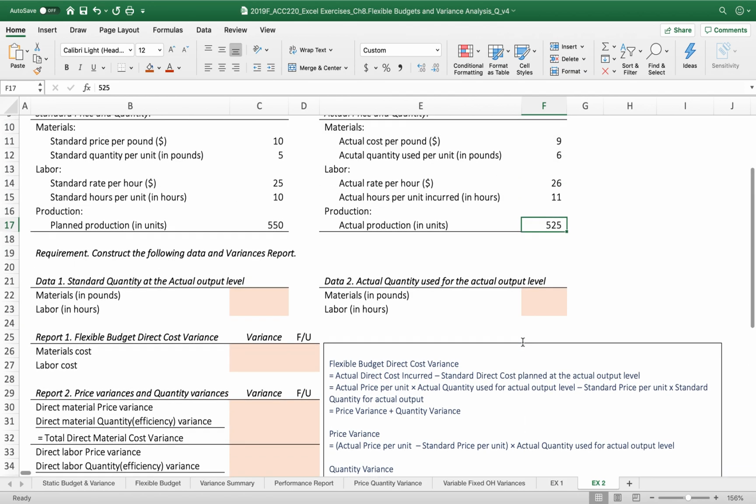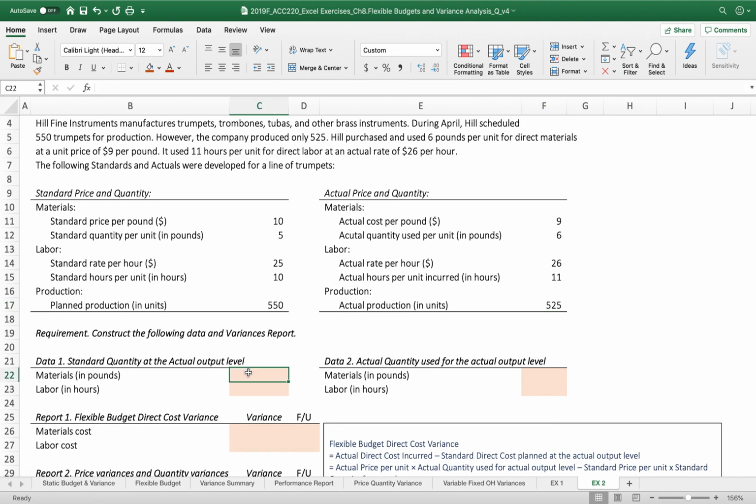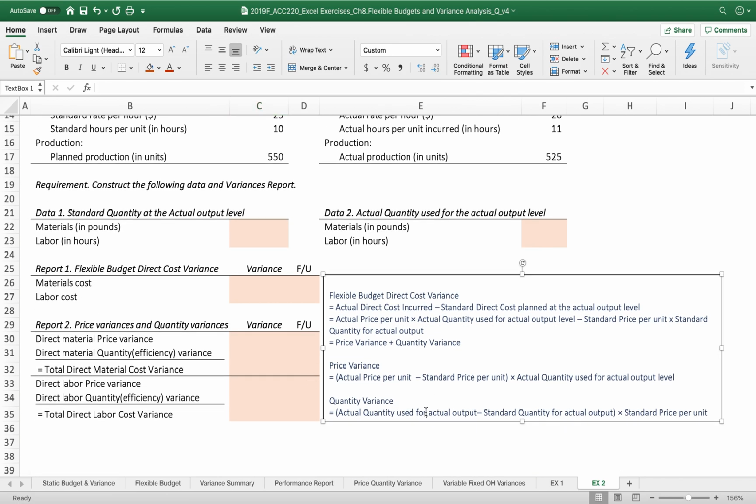Okay, keeping that in mind, let's start the calculation. We don't have the standard quantity at the actual output level; we are only given the price and the per unit hours, that's it. But we want to know the actual output level. At the actual level, what is the standard quantity in full, right? So that full amount is what we will apply to this and this and this, right?